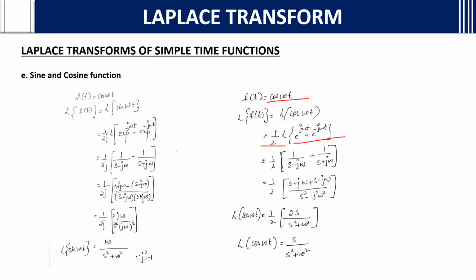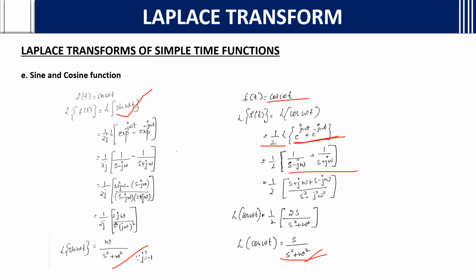Cos omega t is nothing but e^theta plus e^minus theta by 2. So the Laplace transform of this is the same, 1 by s minus j omega plus 1 by s plus j omega. If you take LCM, you will get s by s square plus omega square. Just remember that sin omega t is omega by s square plus omega square, and cos omega t is s by s square plus omega square.